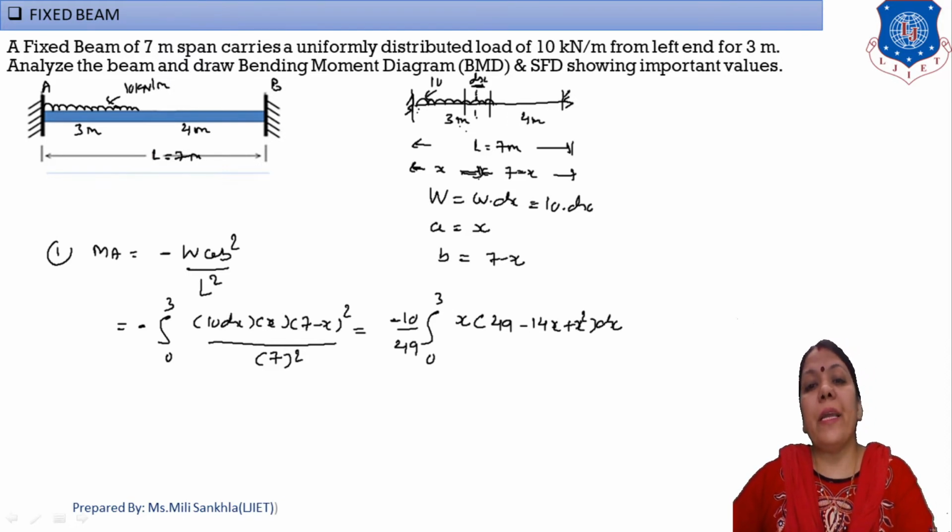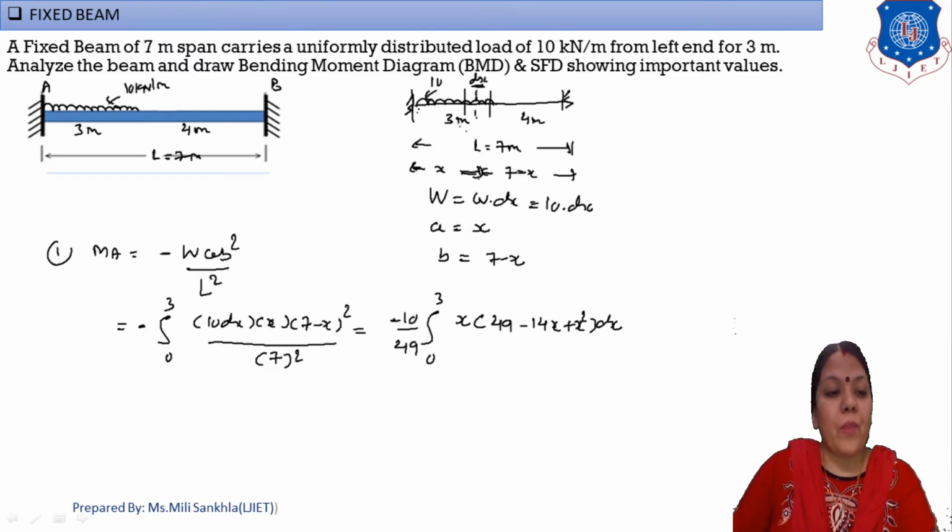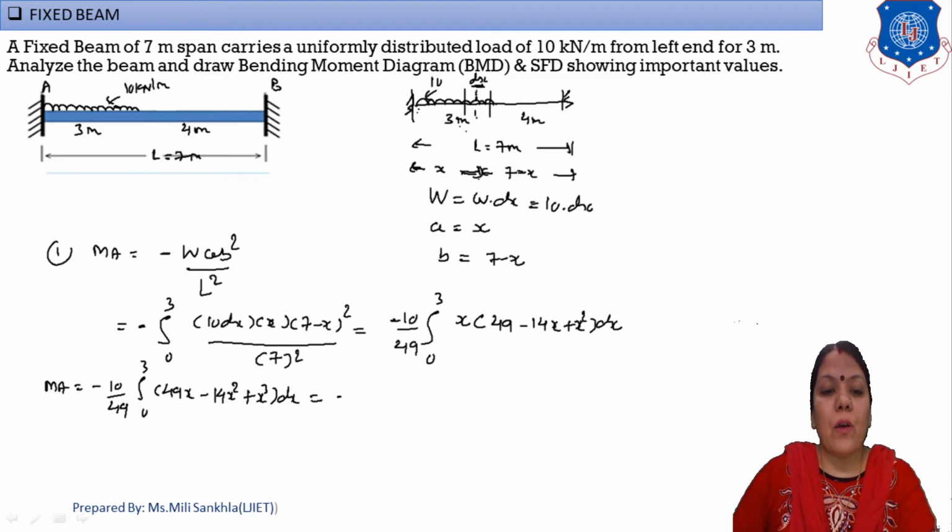Okay, now integrate this term right here. Moment at A is equal to minus 10 by 49, and multiplication limit of 0 to 3, multiply this term 49x minus 14x square plus x cube into dx. Now minus 10 by 49, now simply integrate one by one.